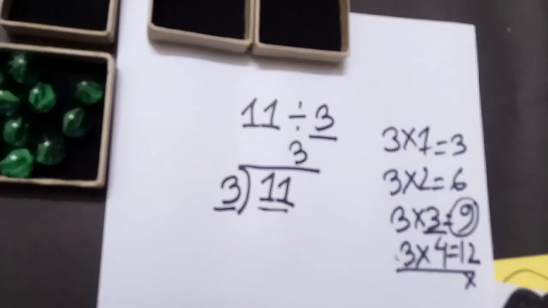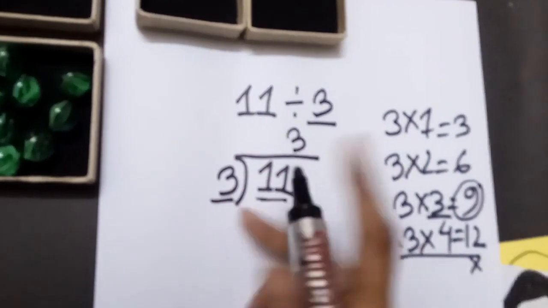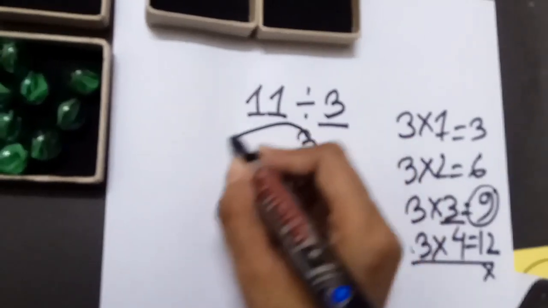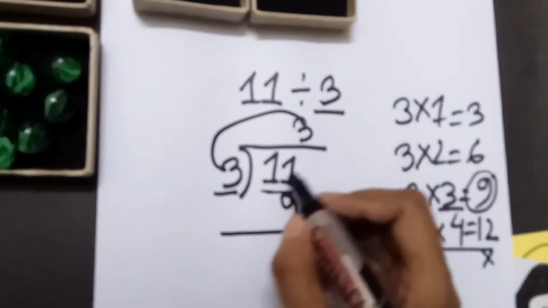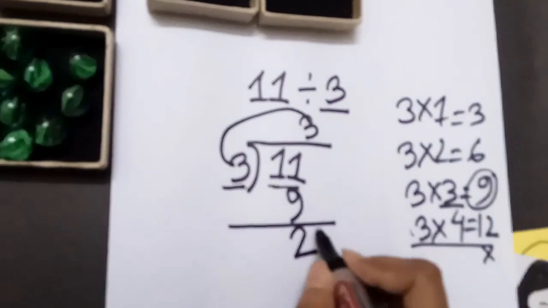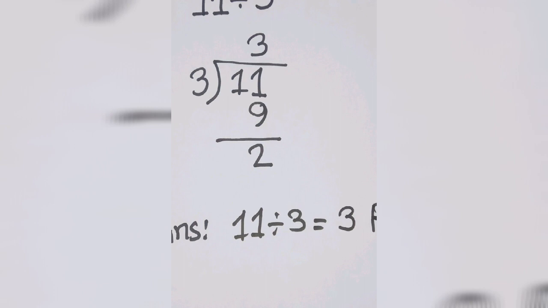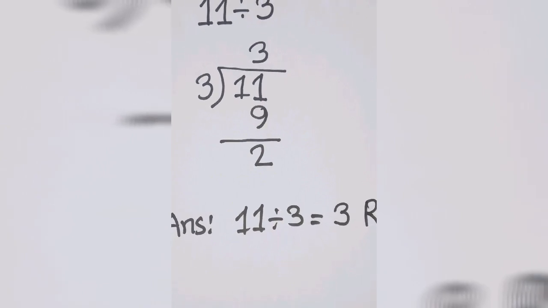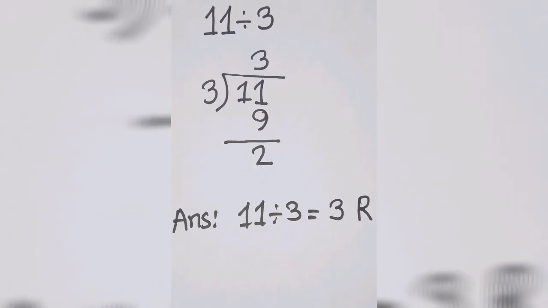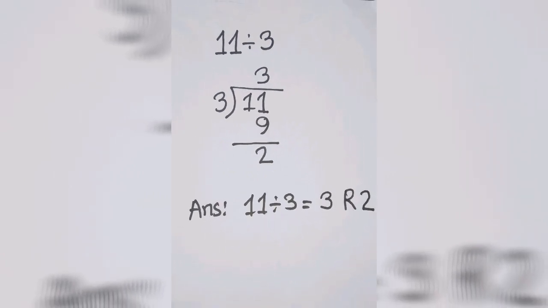So we have to write 3 3s are 9. We have to multiply 3 with 3, and 11 minus 9 is equal to 2. 2 is left. If the question is do division 11 divided by 3, then you have to write the answer like this.